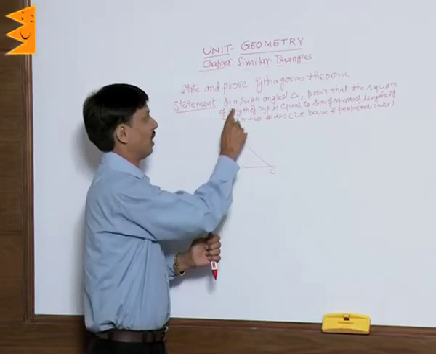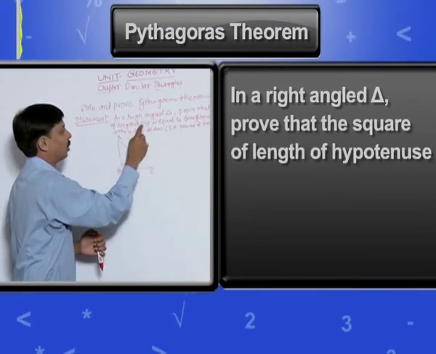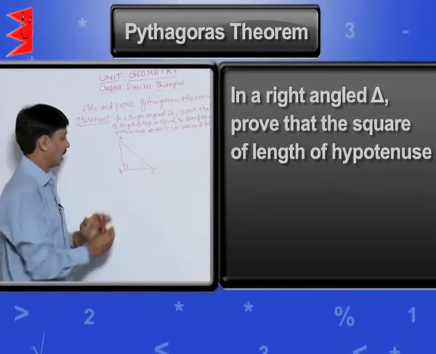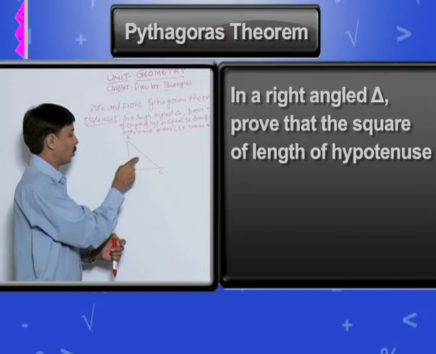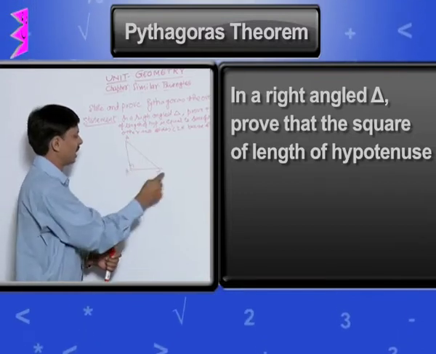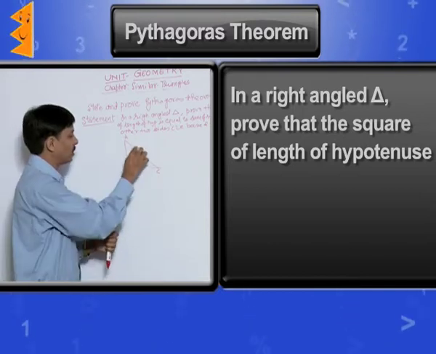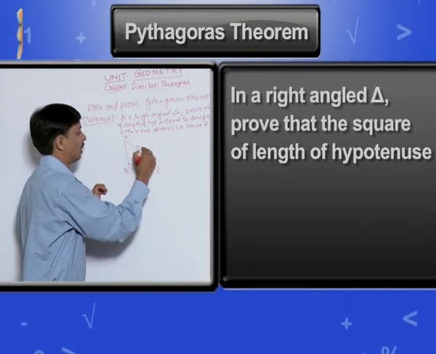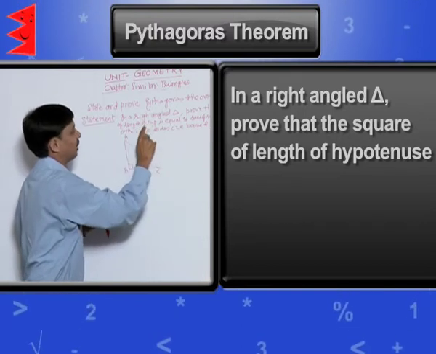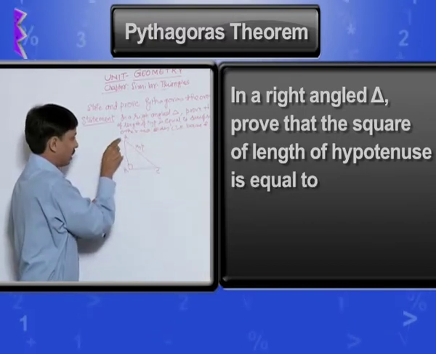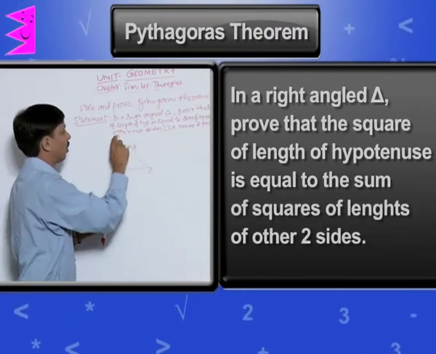What is Pythagoras theorem? In a right angled triangle, prove that the square of the length of the hypotenuse. You know what the hypotenuse is? Hypotenuse is the side which falls opposite to the right angle. In this triangle ABC, angle B is the right angle, opposite to it the side is AC, so AC is the hypotenuse. So in a right angled triangle, the square of the length of the hypotenuse AC is equal to what? The sum of squares of the other two sides.